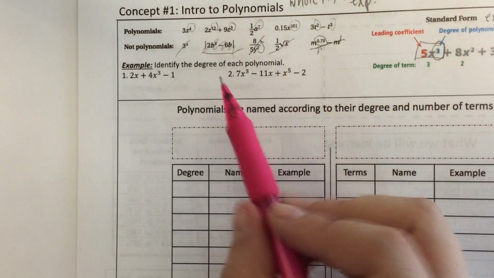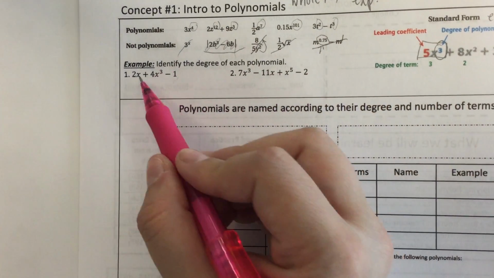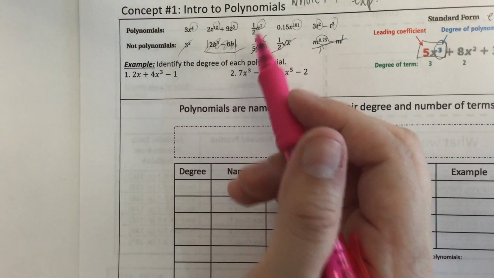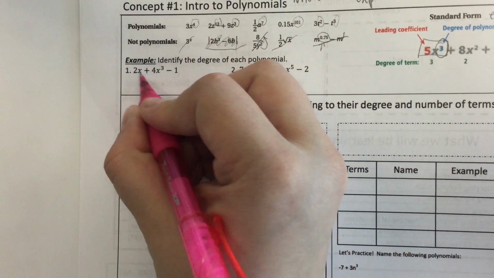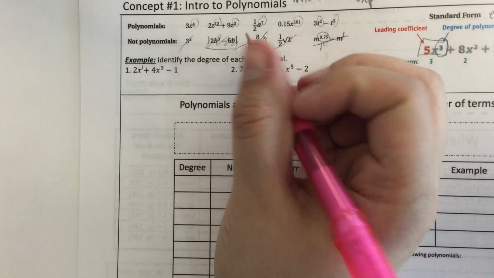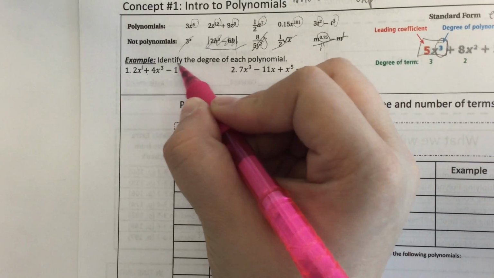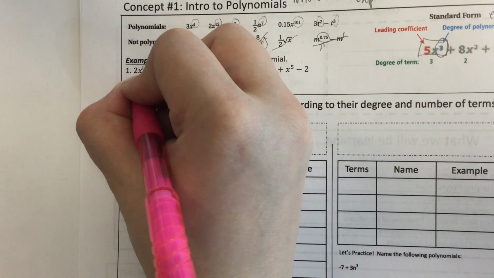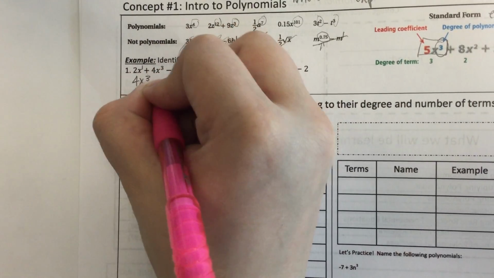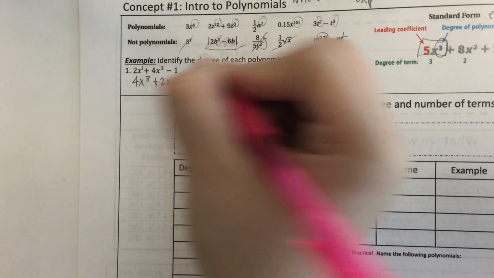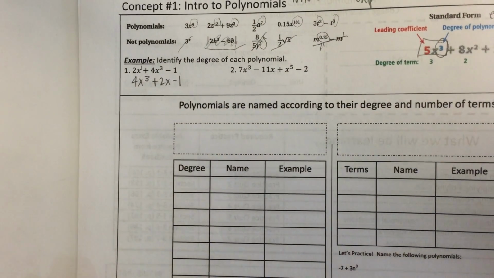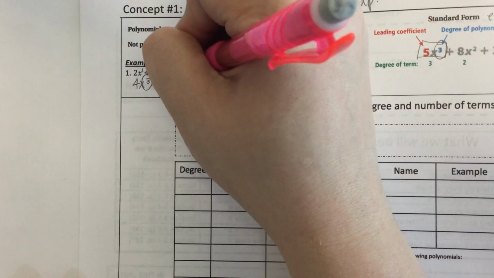All right? So let's do some practice over here. Identify the degree of each polynomial. 2x plus 4x cubed minus 1. This is not in standard form. We need to write it in standard form. This one, there is no exponent, so we're going to put a 1 there. This one doesn't have a variable, so this has a degree 0. That's a constant that goes last. So let's just rewrite it in standard form: 4x cubed plus 2x minus 1. Now it's in standard form. Now we can find the degree pretty easily. The biggest exponent is 3, so this one has a degree of 3.